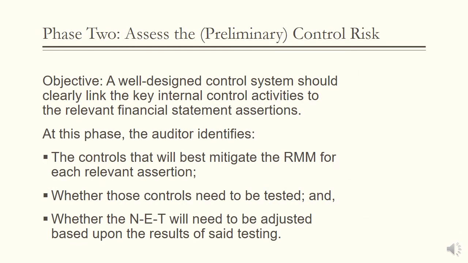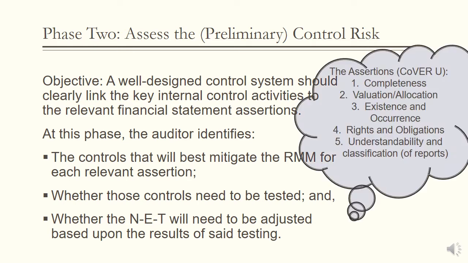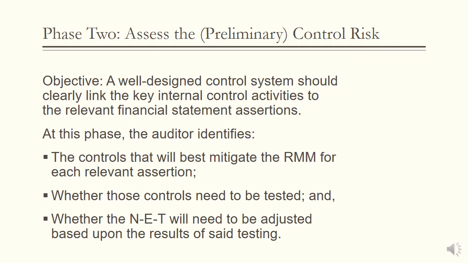In the second phase of the auditor's control assessment, the auditor identifies the controls that will best mitigate the risk of material misstatement for each relevant assertion. And just as a refresher, here's what they are. The auditor will identify whether those controls need to be tested and whether the nature, extent, and timing of audit procedures will need to be adjusted based upon the results of said testing.